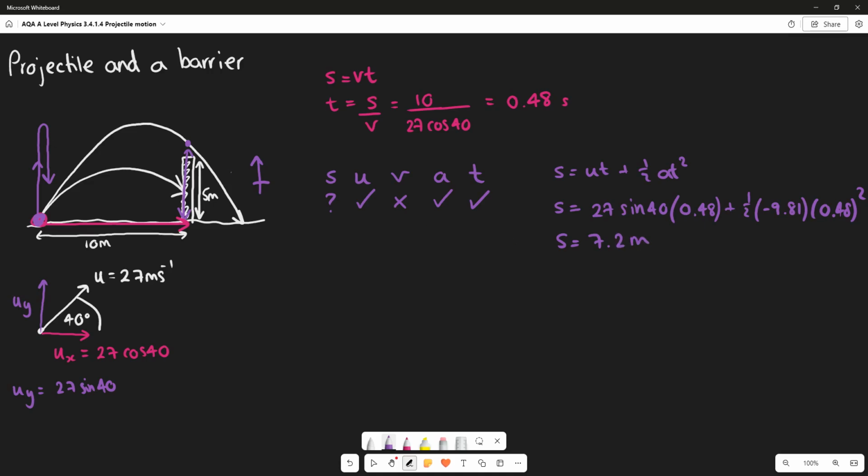7.2 meters. The wall being 5 meters high, it looks like we've got this kind of situation instead of this one. So the projectile does make it over the wall and inside the grounds.